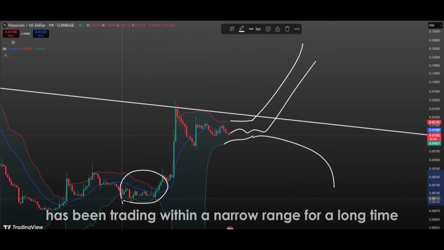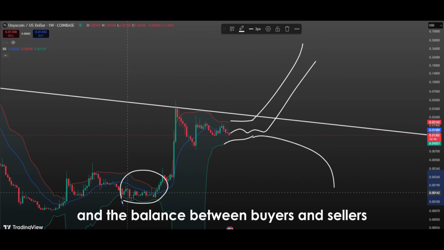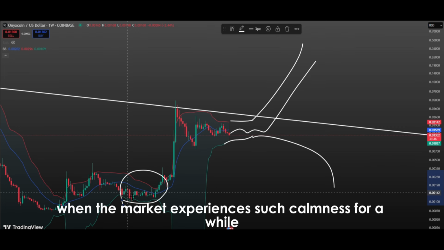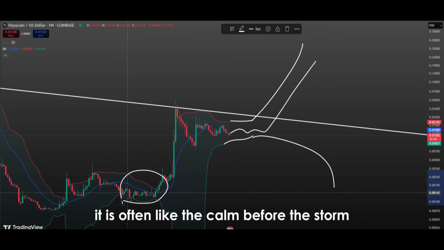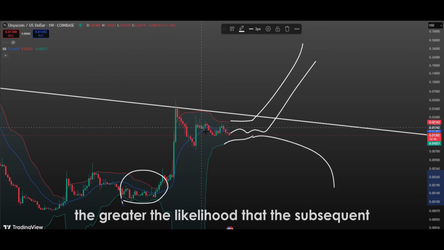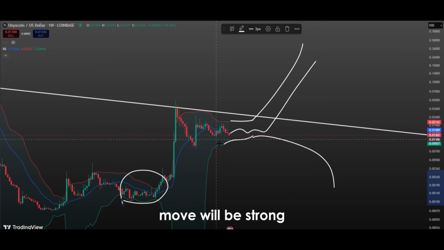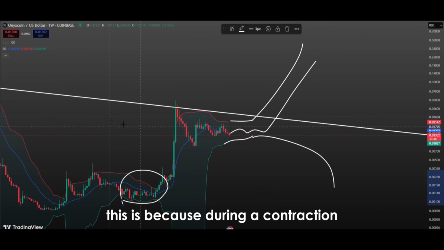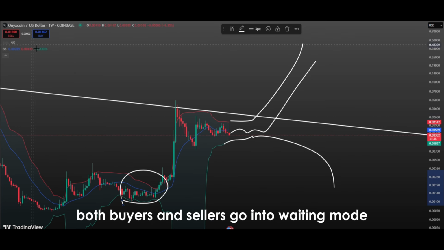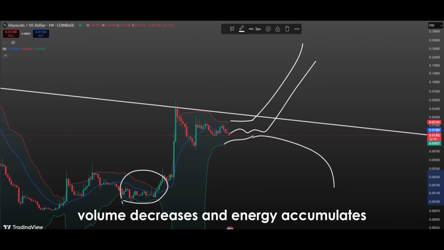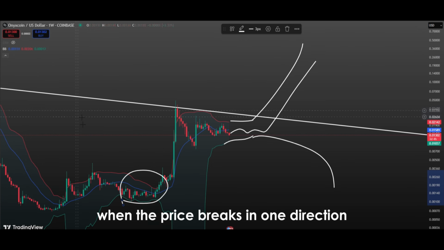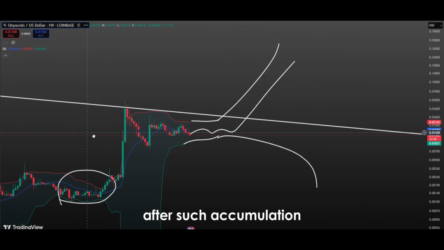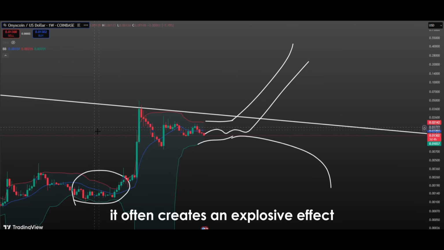This means the price has been trading within a narrow range for a long time, and the balance between buyers and sellers has tightened. When the market experiences such calmness for a while, it is often like the calm before the storm. The bigger the contraction, the greater the likelihood that the subsequent move will be strong. This is because during a contraction, both buyers and sellers go into waiting mode, volume decreases, and energy accumulates. When the price breaks in one direction after such accumulation, it often creates an explosive effect.